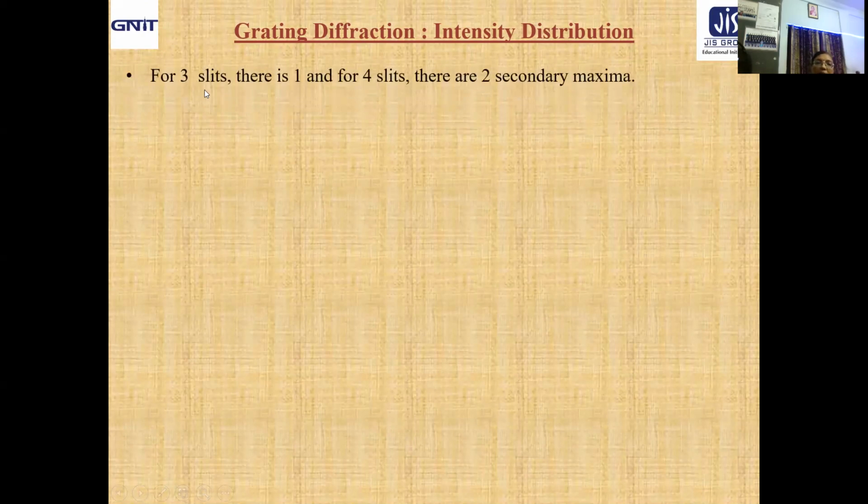Now for three slits, before going to the diagram, let us complete it. For example, for three slits, there is only one secondary maxima, because for three slits, the number of minima will be 2. And for four slits, there will be two secondary maxima, so the number of minima will be 3.